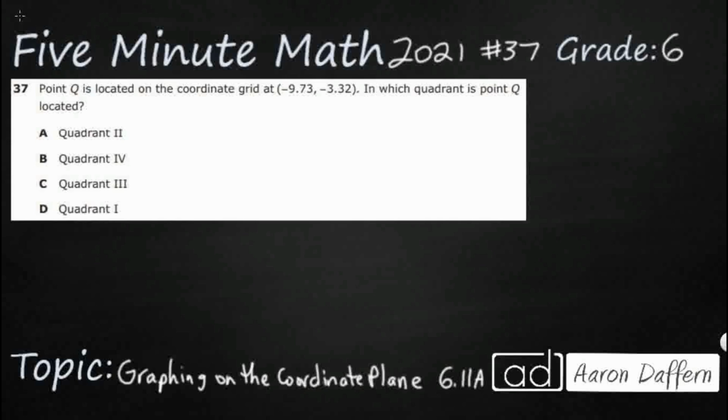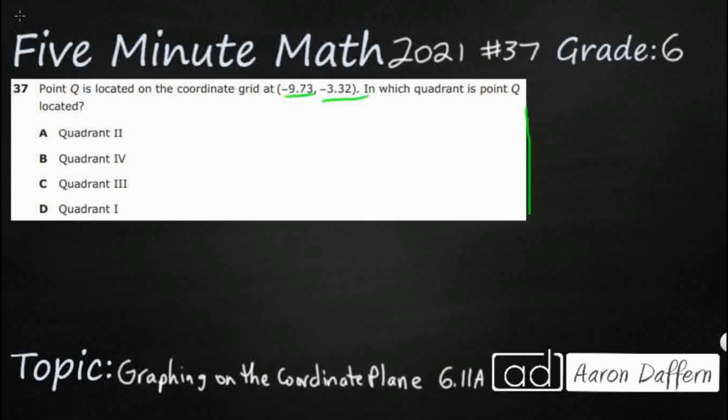Now you might think I spoke incorrectly because I said we're graphing on the coordinate plane, yet there's no graph. Well, in this particular problem, we have to create our own. So take a look. We have point Q. They give us the coordinates, negative 9.73 and negative 3.32. Which quadrant is that in? There are 4 quadrants.